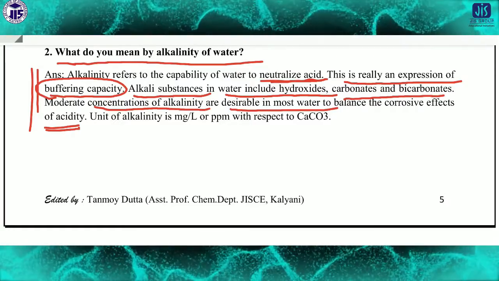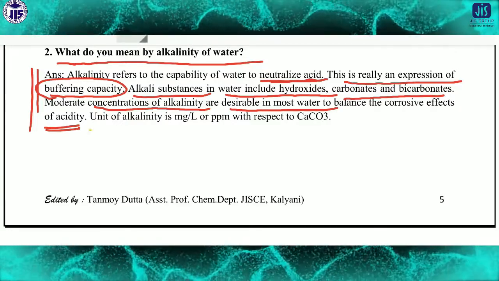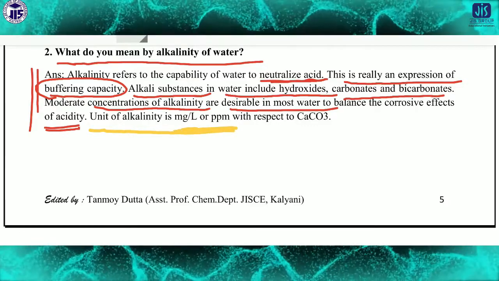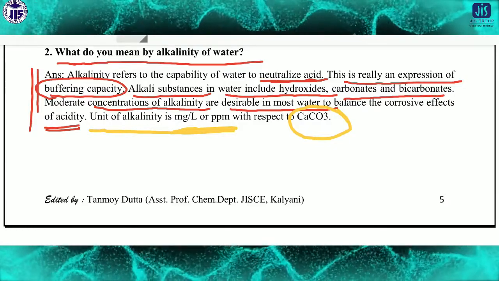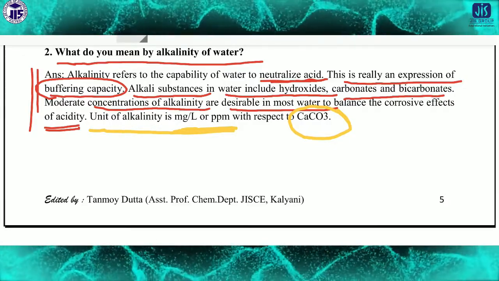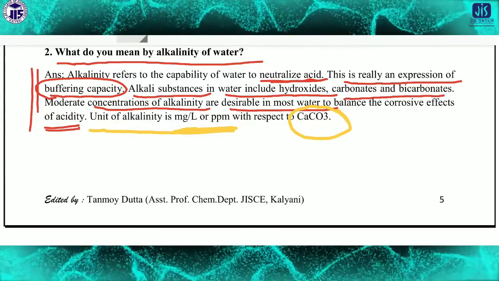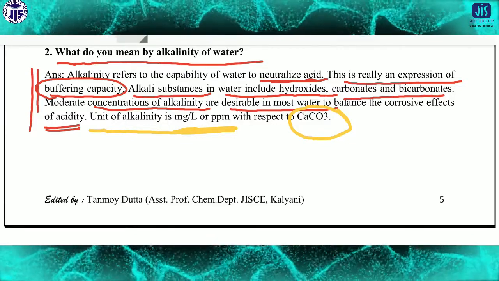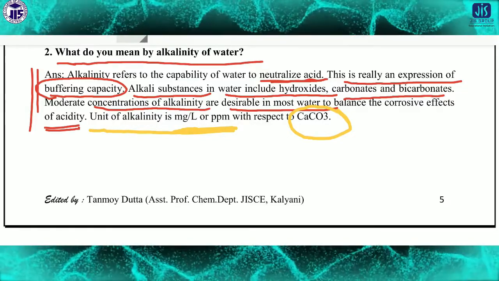What is the unit of alkalinity? The unit of alkalinity is generally milligram per liter or ppm, obviously with respect to calcium carbonate. That means the alkalinity is generally calculated with respect to calcium carbonate, and the unit may be milligram per liter or ppm, the same thing.